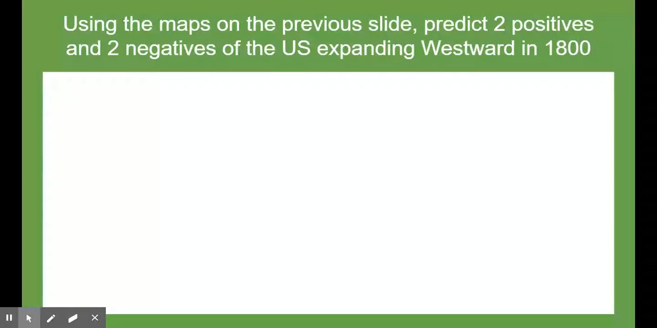So using the maps from the previous slide, I want you to predict two positives and two negatives of the United States expanding westward in 1800. So use your best inferencing skills. What are some positives and negatives of that expansion west?